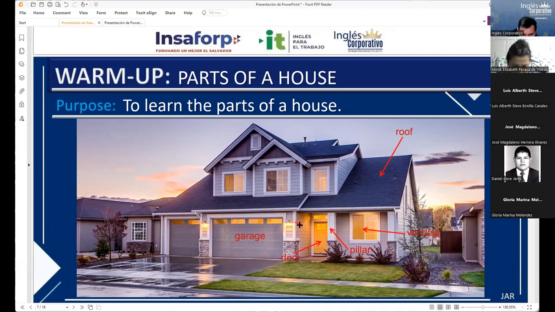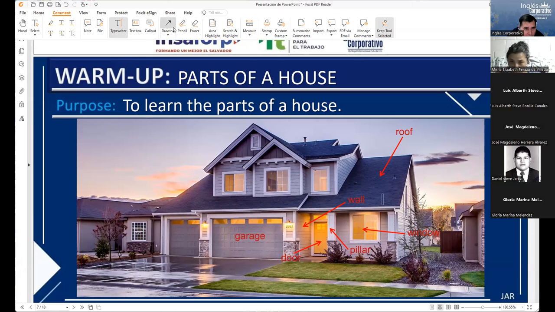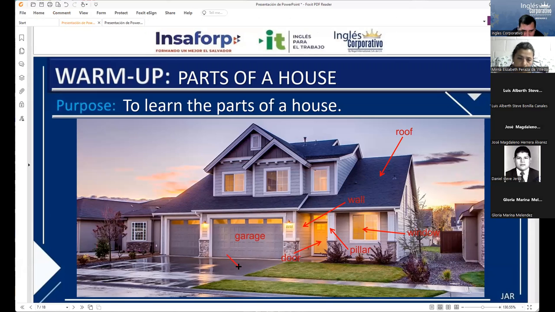Okay, so what's this? This part has to be the opposite from out here. What's this part? Entrance. This one, so I think that the pointing has to be in reverse. Maybe like here. What's this? The wall, right? Wall. That's the wall. Yes. The wall. Okay. What about this?